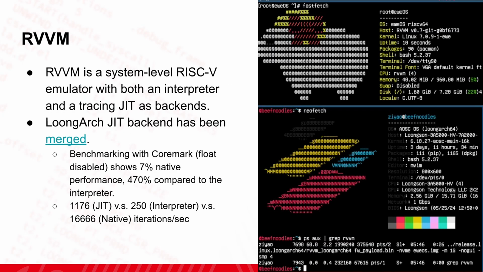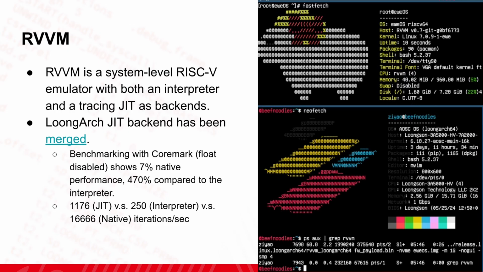Okay, so here's Ziao, and RVVM is a system-level RISC-V emulator, and it equips both an interpreter backend and a tracing JIT as backends. And I made the LoongArch JIT backend for it about half a month ago, and it has been merged into the upstream.